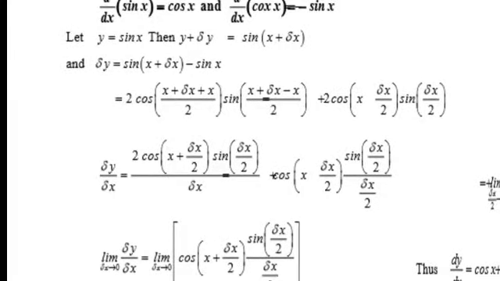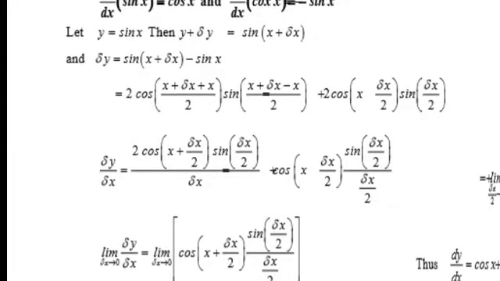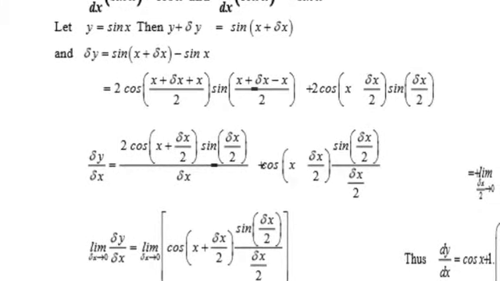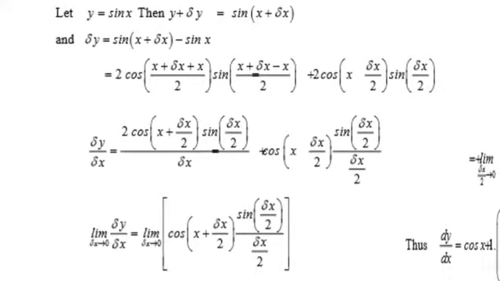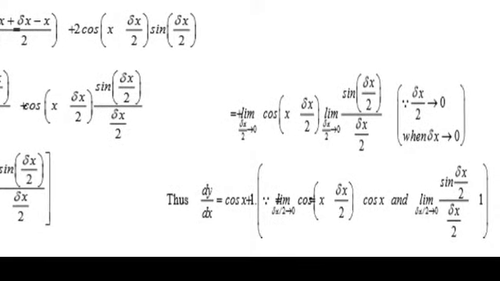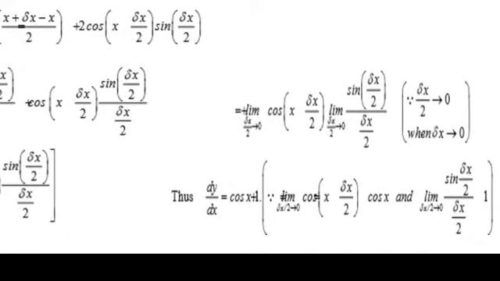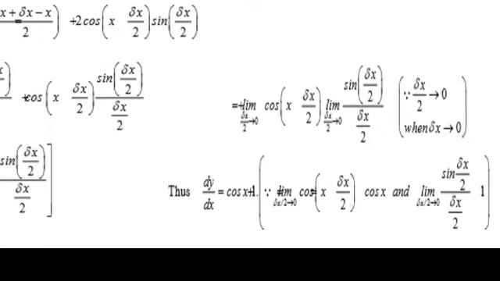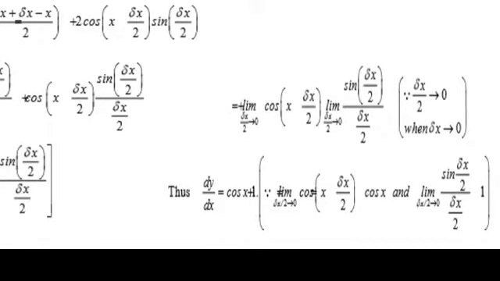Therefore the value becomes 2 cos ((x plus delta x plus x) over 2) and sin ((x plus delta x minus x) over 2). Simplify these values and then divide by delta x, because we have sin (delta x over 2). When we divide by delta x, we also divide by 2 and multiply by 2. Now sin (delta x over 2) over (delta x over 2), when we apply the limit, is equal to 1. And the next value, cos ((x plus delta x) over 2), we put delta x equal to 0. Therefore it becomes cos x.